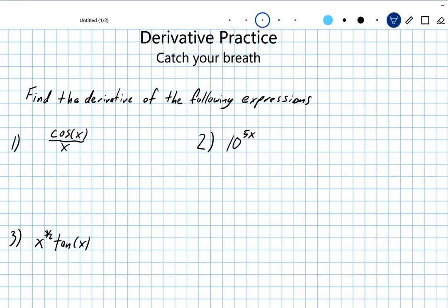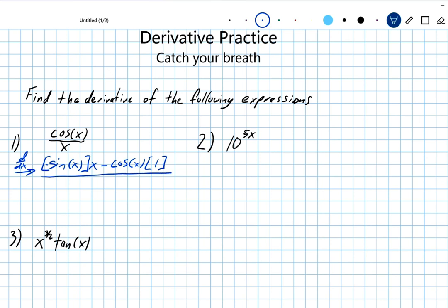All right, hopefully you tried. Here I go again. These were all intentionally picked not to be the most complicated, but examples of the chain, product and quotient rule. This first one, I hope you realize, is a quotient. So if I want to take the derivative, I take the derivative of the top, which is negative sine of x. Then I leave the bottom alone, minus leave the top alone. And I take the derivative of the bottom, which is in this case is just a 1.